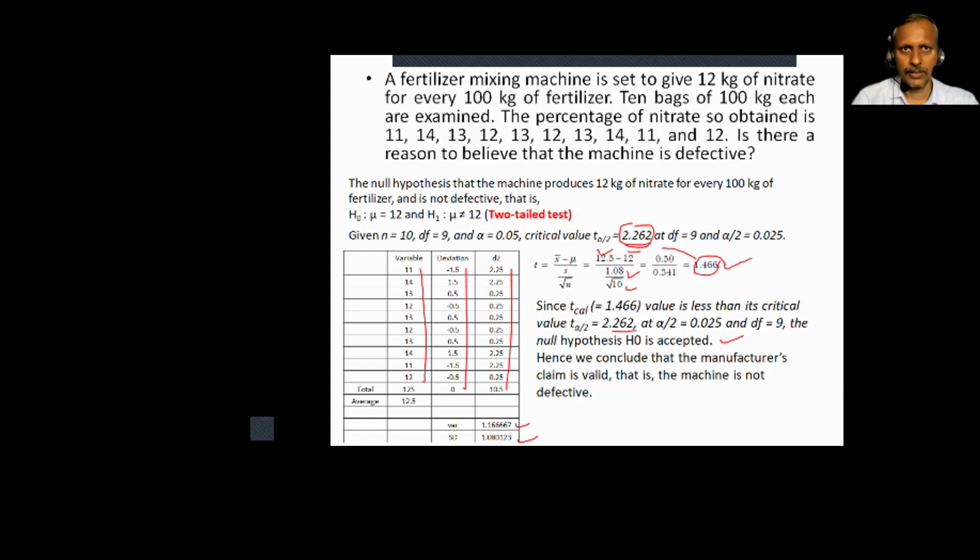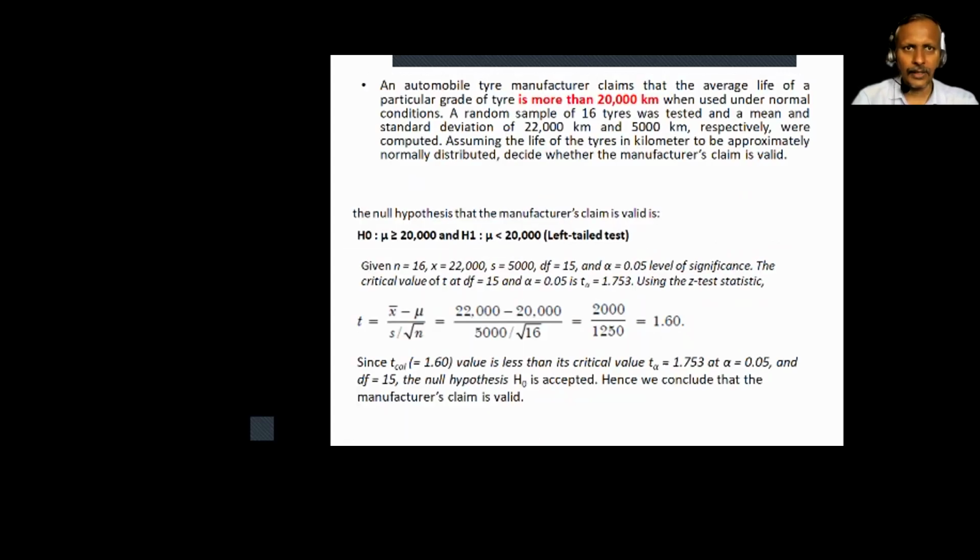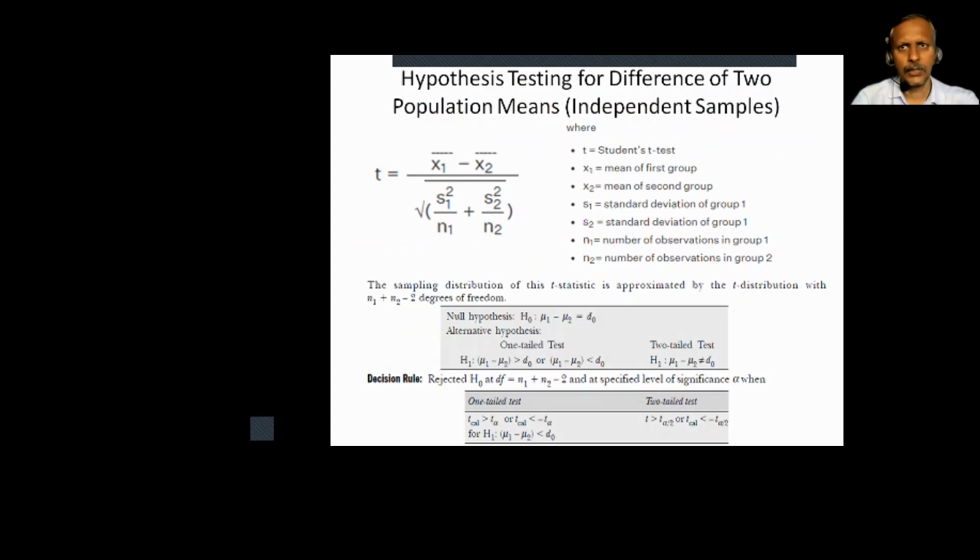Now let us go for hypothesis testing for two different samples, which can also be called the independent sample t-test. In the independent sample t-test, the formula to calculate is x1 bar minus x2 bar, where this is x bar for the first sample and this is x bar for the second sample, whole divided by the standard deviation of the first sample and the standard deviation of the second sample, and then divided by the number of observations, that is the sample size of the first sample and the sample size of the second sample.